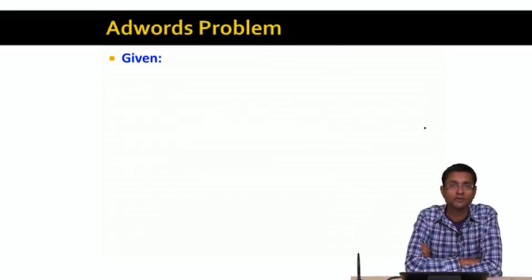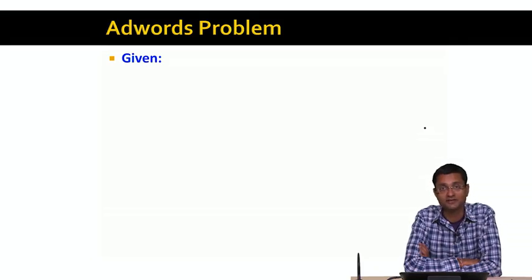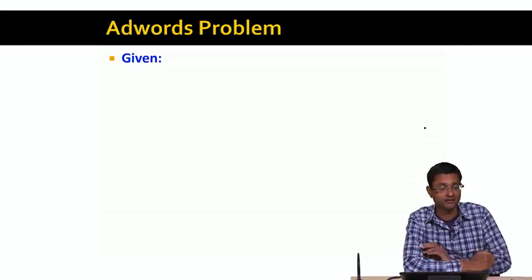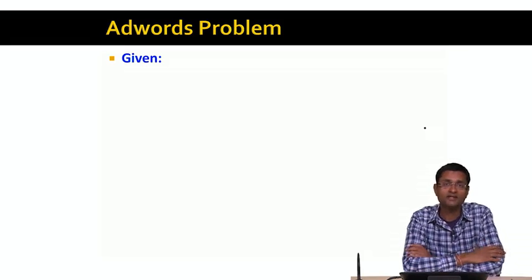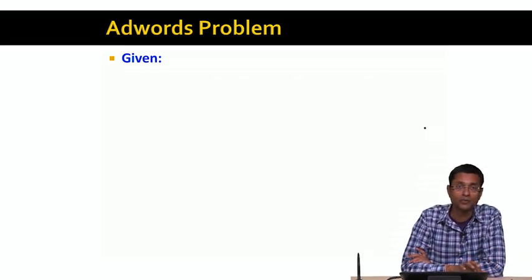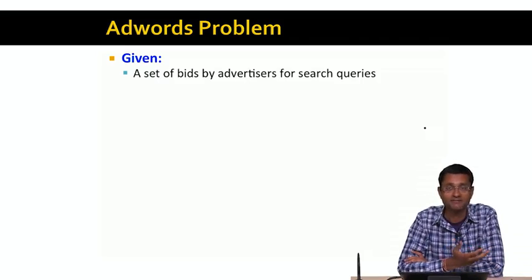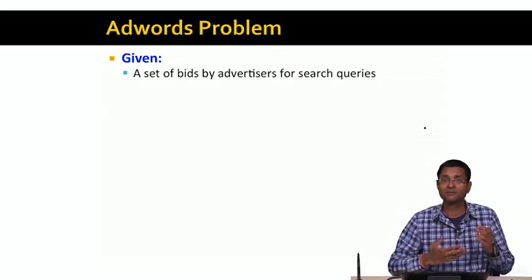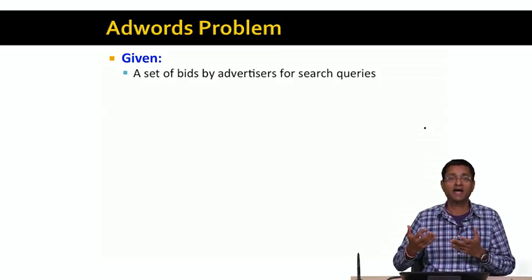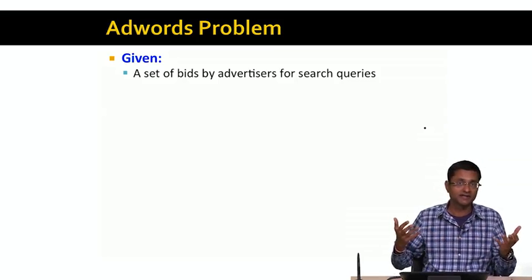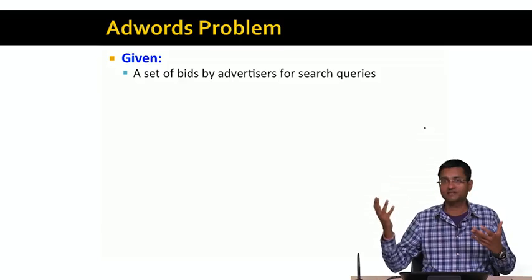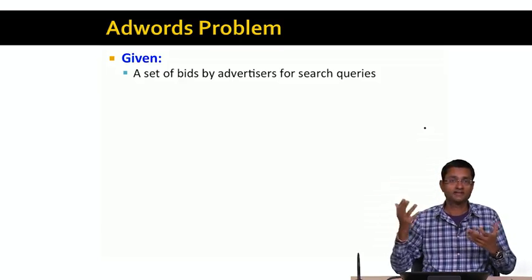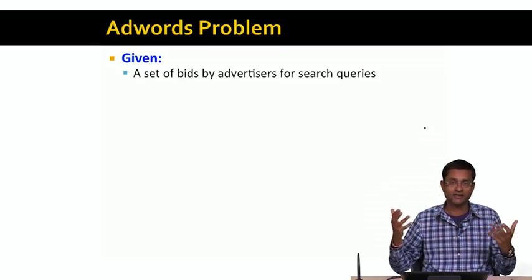Now it turns out though that there are a few more constraints in the AdWords problem that just sorting by expected revenue doesn't solve. Let's look at some of those constraints. So let's formally state the AdWords problem. We are given a set of bids by advertisers for search queries. Now we just looked at one search query, but in general, remember there are many search queries, and there are many advertisers, and each advertiser bids for some set of search queries. So there's a set of bids by advertisers for search queries.